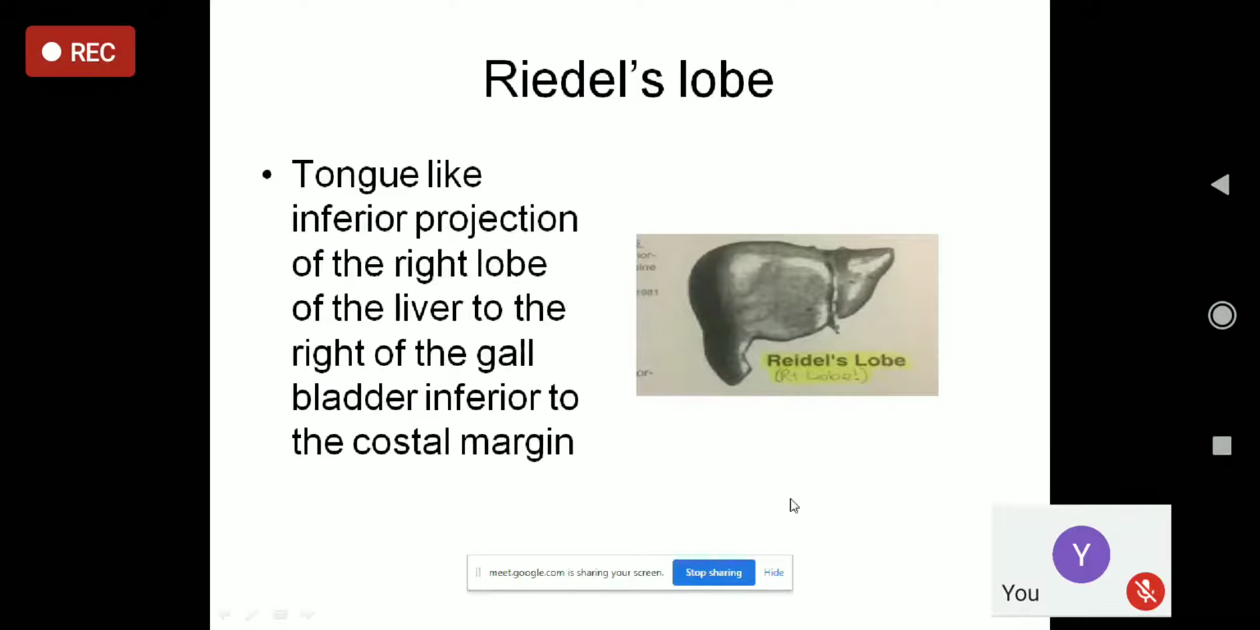Are you clear? Hello? Yes, ma'am. This is an extra lobe. Maybe in BD Chaurasia it's not written. Write it down. Okay. RIEDL, Riedel's lobe. It doesn't cause any abnormalities, but it is rare and sometimes present. Okay.